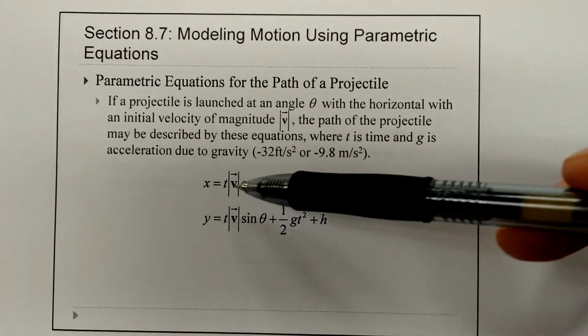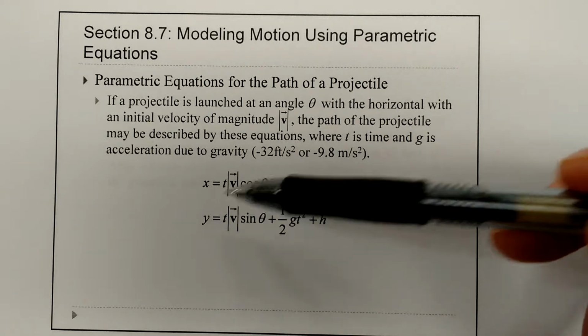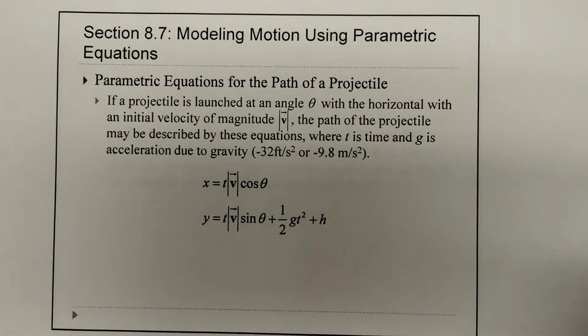So the horizontal position is t, which is time, times the horizontal component. The vertical position is this equation.